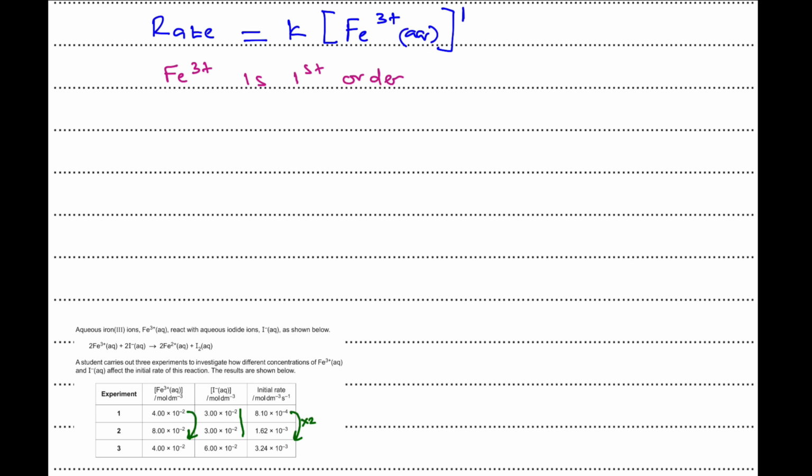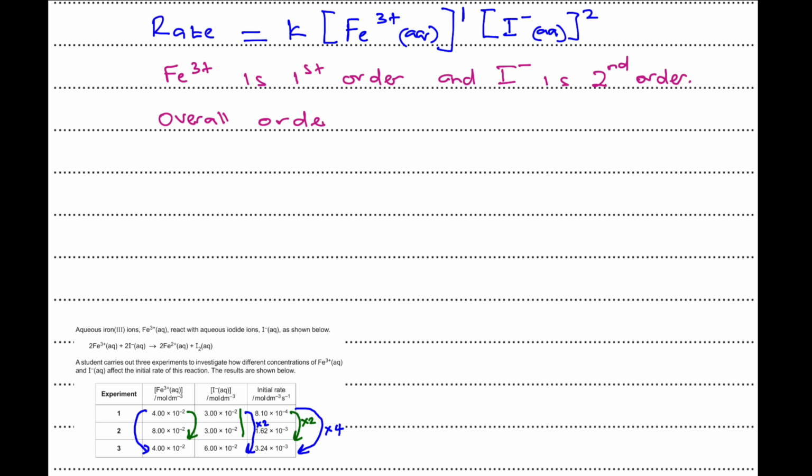Now we need to look for the effect of iodide, keeping the iron constant. Between experiment 1 and 3, iron is constant, but the iodide has doubled, so that's times 2. And what happened to the rate between there and there? It has quadrupled, times 4. When this one is times 2, that means the ratio is 1 to 2. If we write the rate for iodide, it is going to be iodide aqueous to the power of 2, and iodide is second order. The overall order of reaction is 1 plus 2 equals 3.